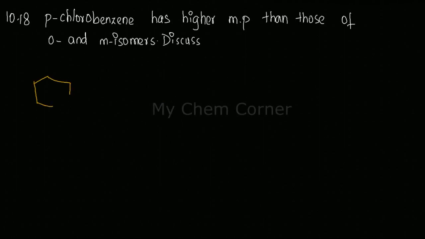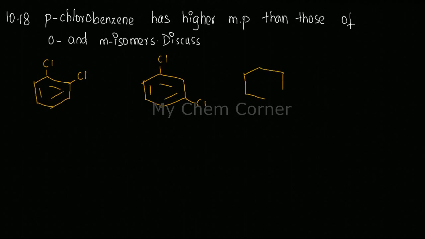So now I have the orthochlorobenzene. That's the structure of an orthochlorobenzene. Then we can draw the structure of a metachlorobenzene. Alright, and then a structure of parachlorobenzene. So here we have three different isomers at which the Cl is placed at different positions. So this is the ortho isomer, this is the meta isomer, and this is the para isomer.